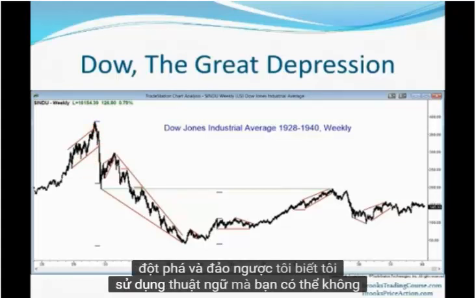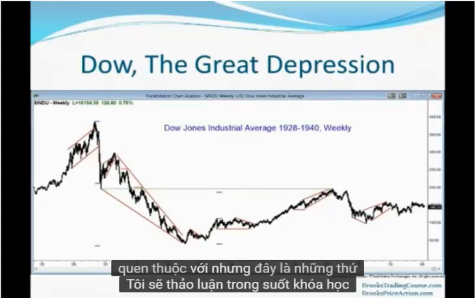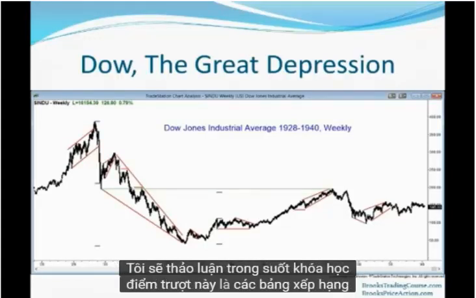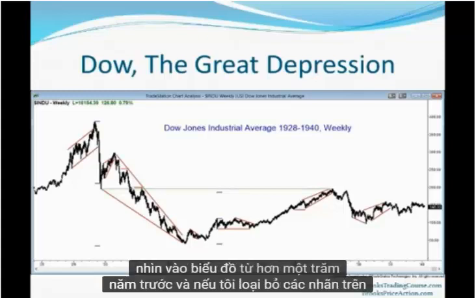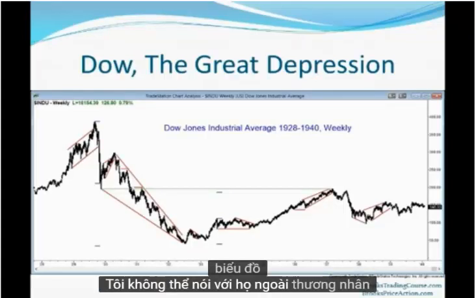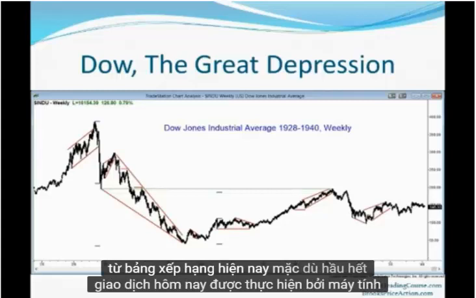I know I'm using terms that you're probably not familiar with, but these are things that I will discuss throughout the course. The point of this slide is that the charts are the same as they were long ago. I've looked at charts from over 100 years ago, and if I remove the labels on the chart, I cannot tell them apart from charts today, even though most of the trading today is done by computers.